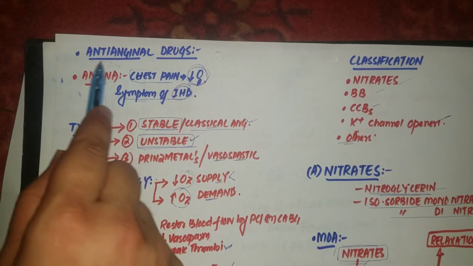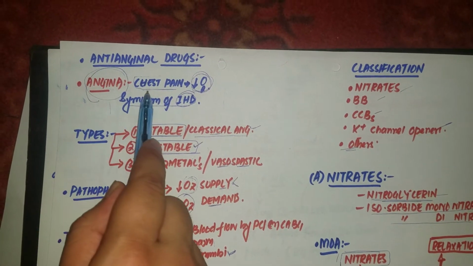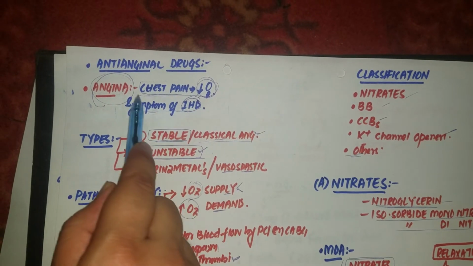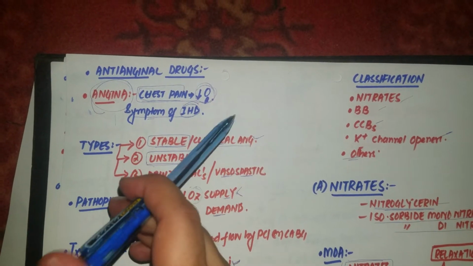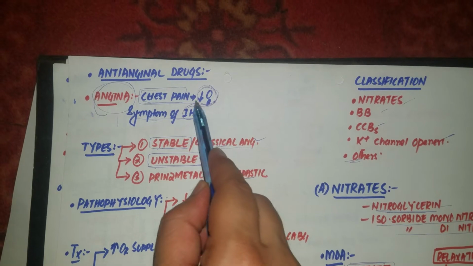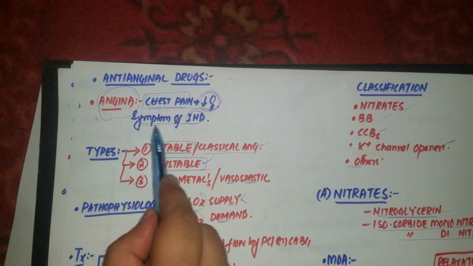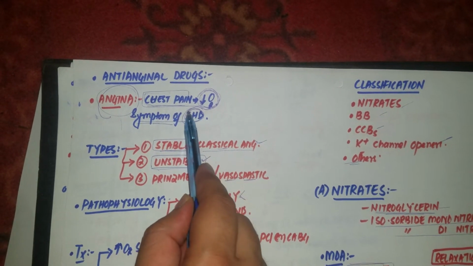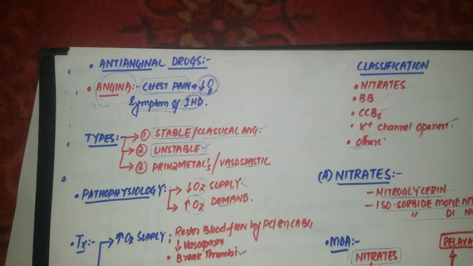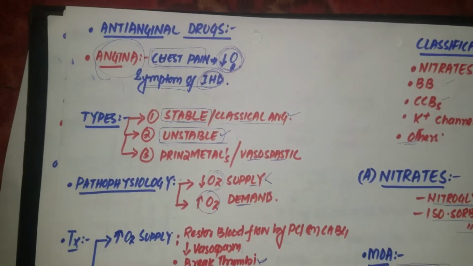Today in this lecture we will be talking about the anti-anginal drugs. So first we should know about angina. Angina is a severe chest pain which occurs due to decreased oxygen supply to the heart muscles. It is a symptom of ischemic heart disease which may lead to myocardial infarction when not treated.